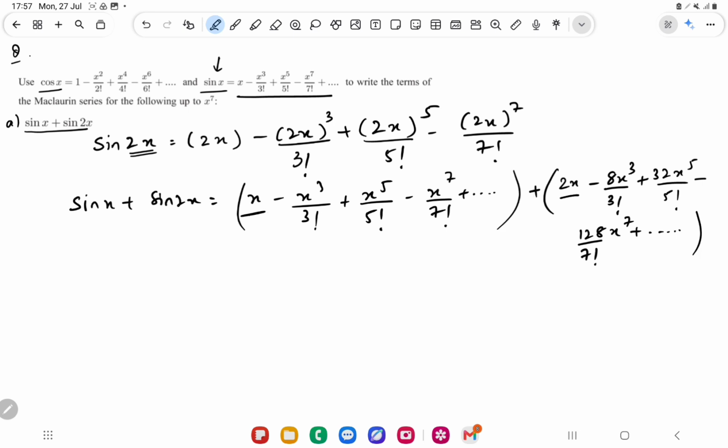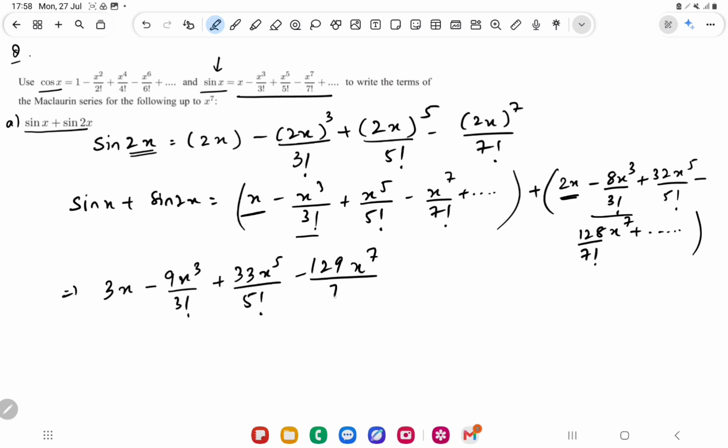Now I can add this x with this x. So I will be combining the like terms. So I will get 3x. After that x cube term when I will be adding, I will be getting 9x cube over 3 factorial plus 33x to the power 5 over 5 factorial and then 129x to the power 7 over 7 factorial and so on. So this is the expansion for sin x plus sin 2x. Similarly, let's look at the other question.